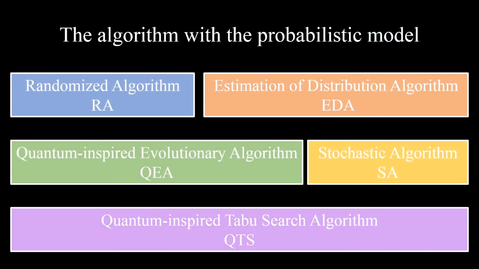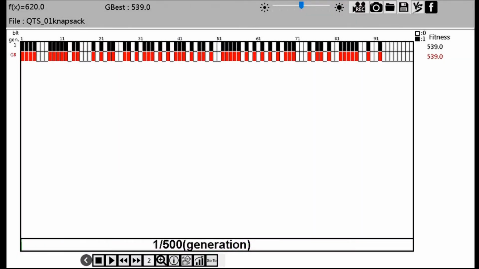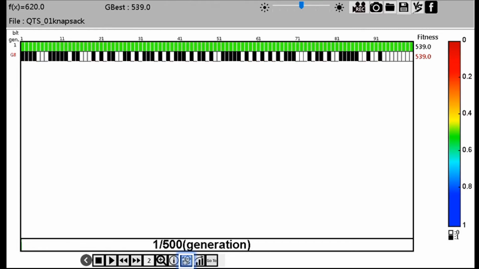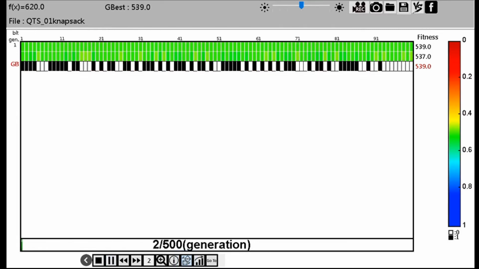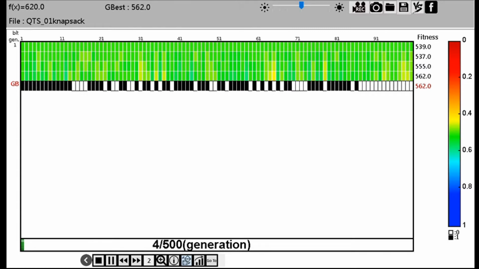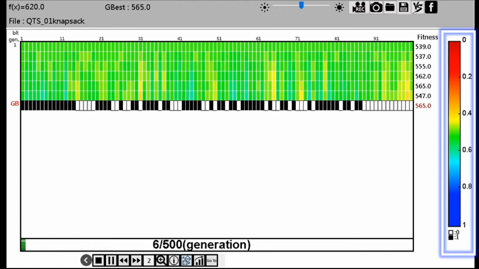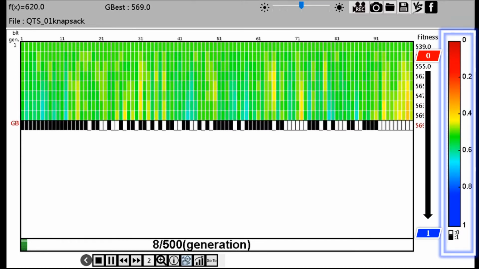Besides, some algorithms need to use a probabilistic model to determine whether bits are 0 or 1, such as the randomized algorithm, estimation of distribution algorithm, quantum-inspired algorithm, the stochastic algorithm, and so on. By clicking the dice button, the interface will change to the probabilistic model. In this model, DVTOP uses a red to blue gradient color to represent the 0 to 1 probability.